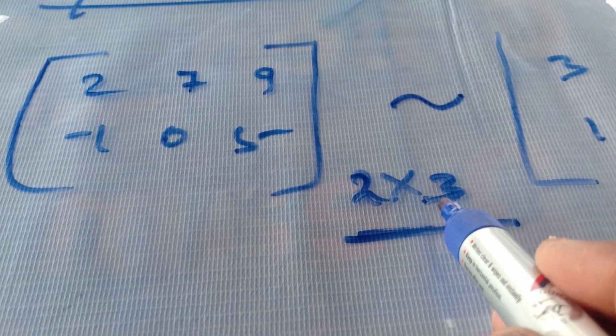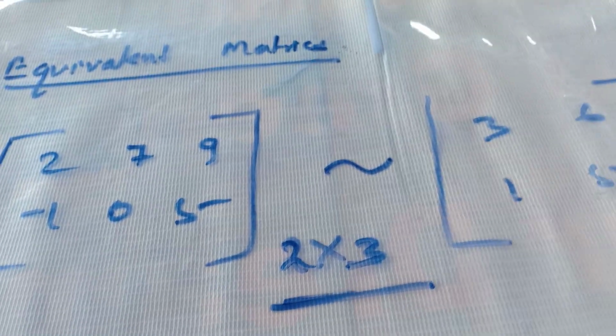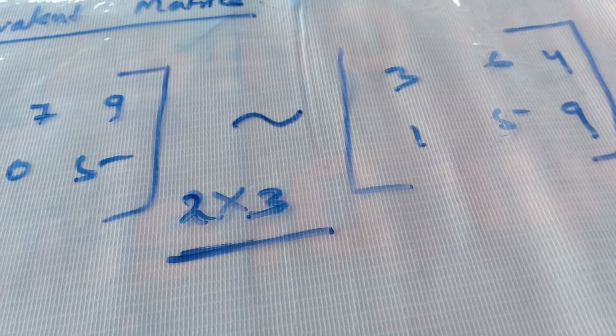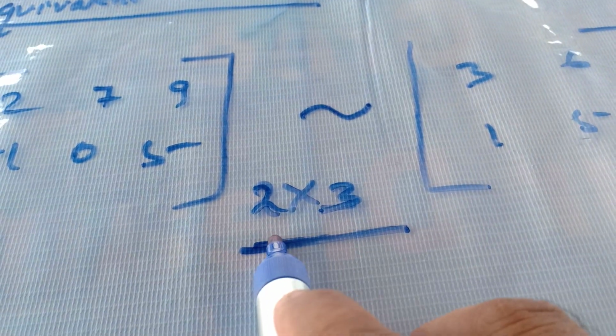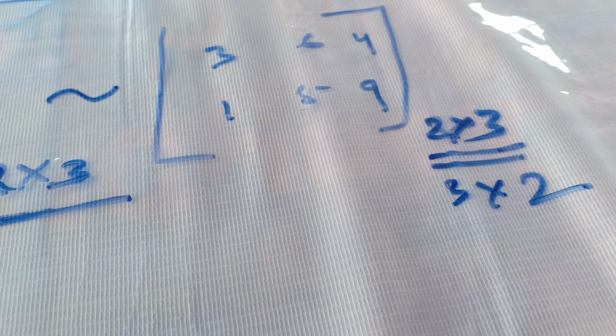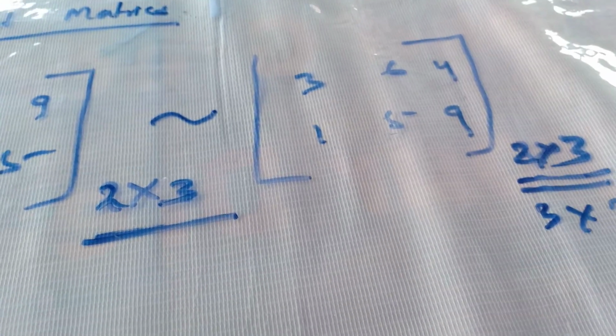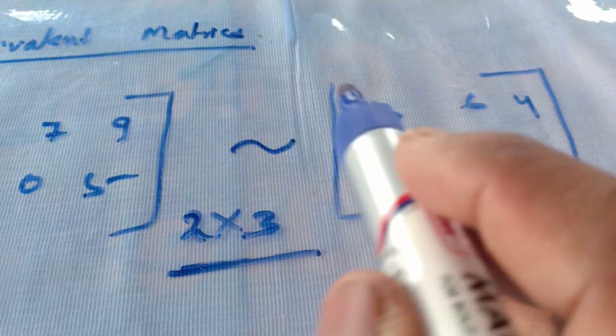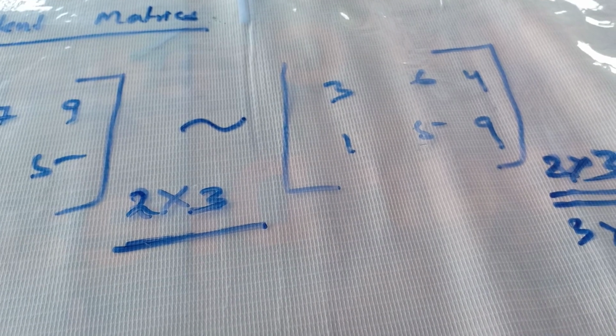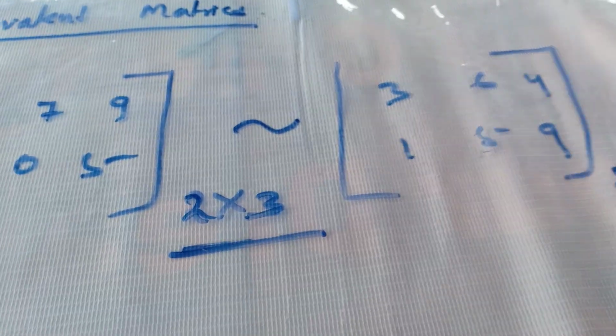2 into 3 is the order here, and here also 2 into 3. But if this is 2 into 3 and this is 3 into 2, then they are not equivalent, because the number of rows and columns should be equal in both the matrices. It should be. I hope I am clear.